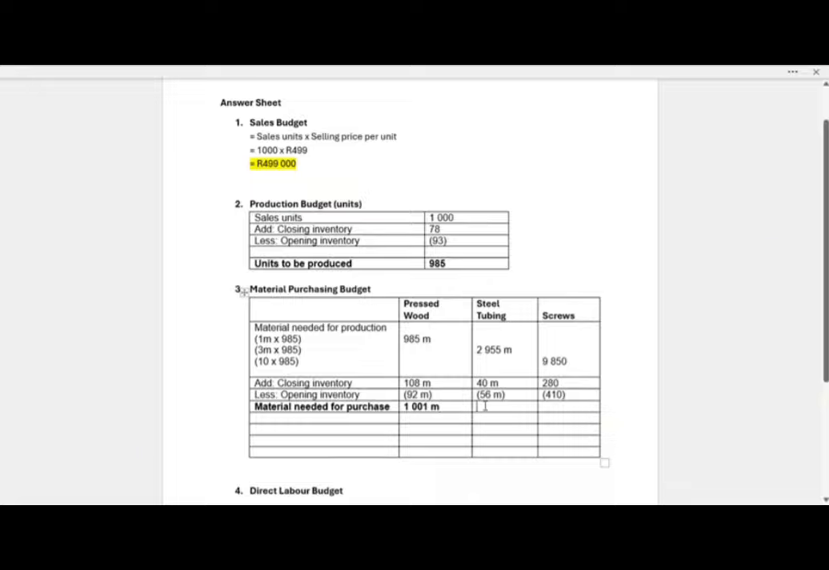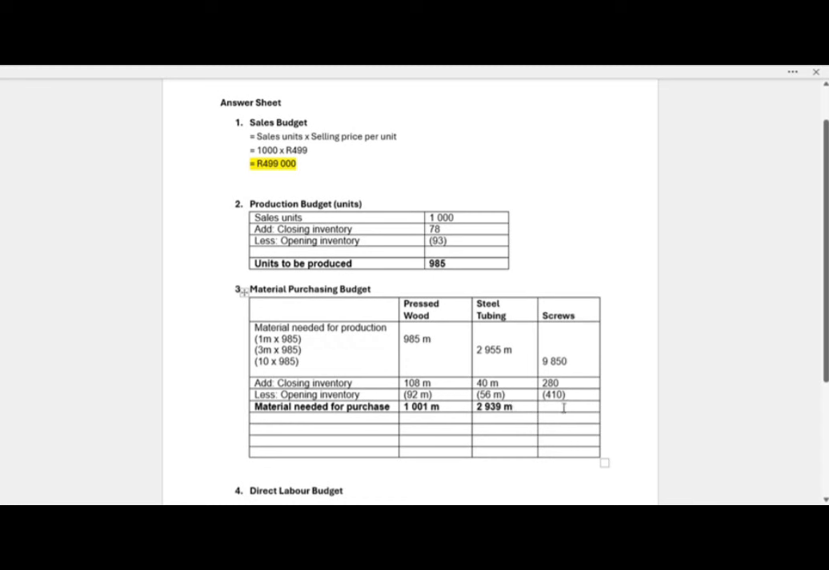All right, and then let's go for steel tubing. For steel tubing is going to be 2,955. You add closing of 40 meters, you less opening of 56 meters, and then I am getting 2,939. 2,939 meters of steel tubing needed to produce 985 desks.